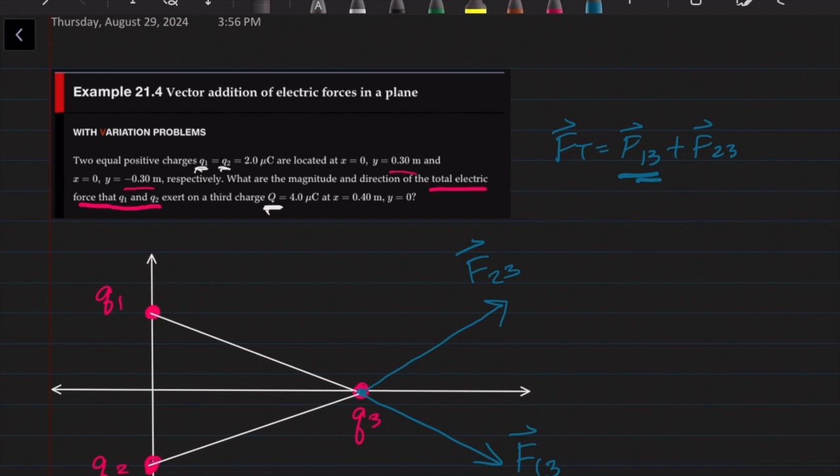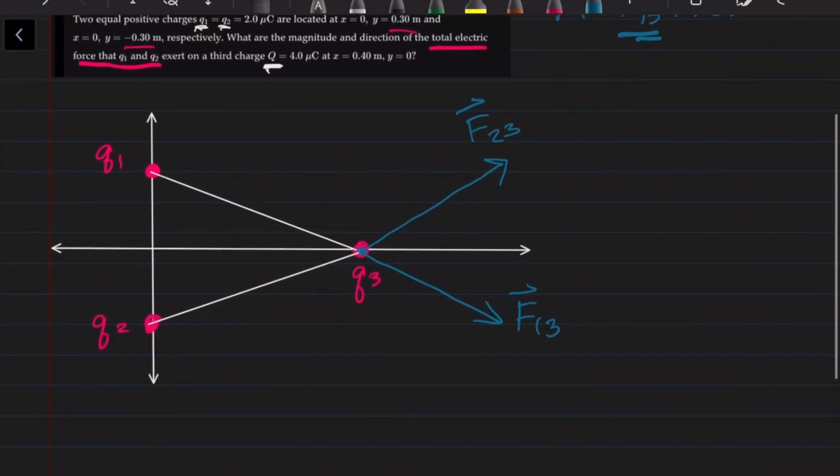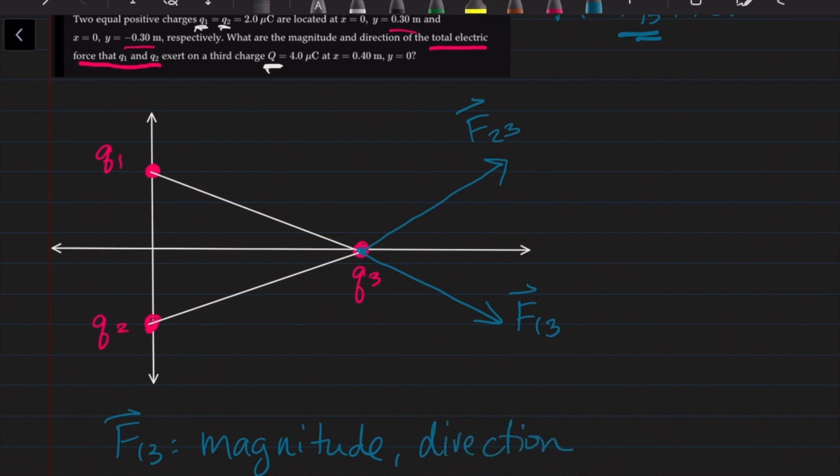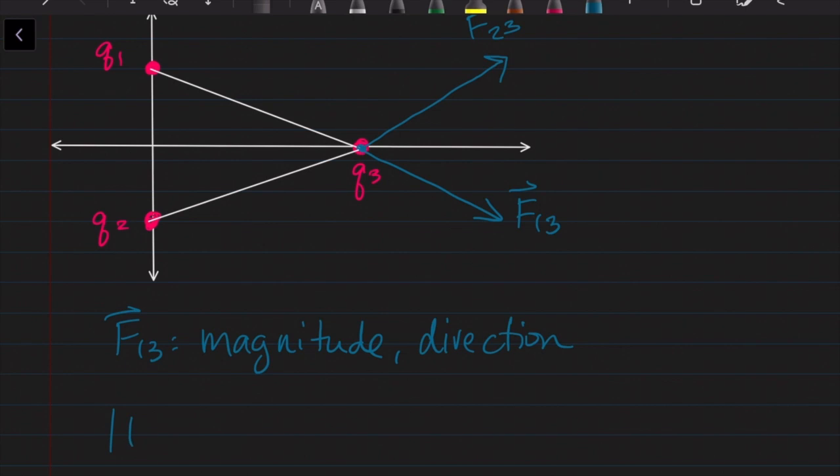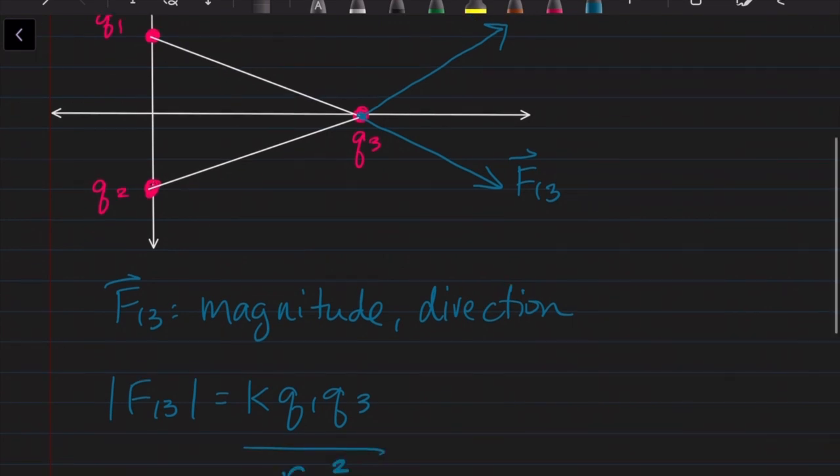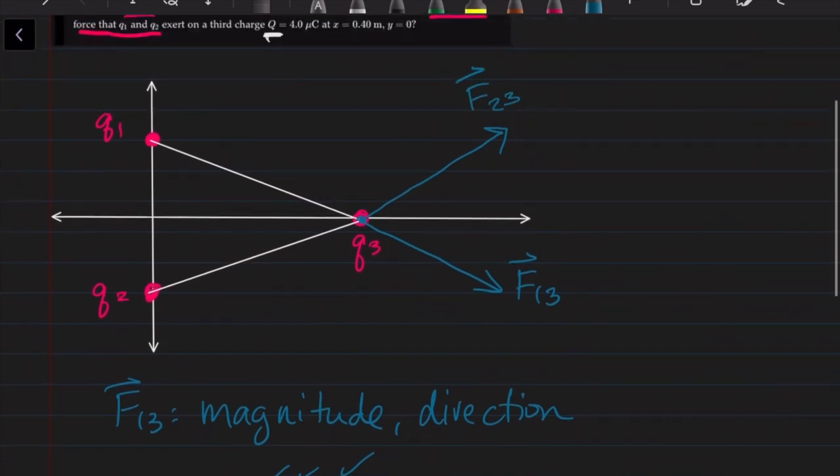So F13, the way we find vectors in general, right, is that we first determine its magnitude and then the direction, okay? So let's get the magnitude of the vector. That's pretty easy. The magnitude of F13 is going to follow Coulomb's law. Okay, K Q1 Q3, divided by the distance between 1 and 3 squared. So we know K, we know Q1, we know Q3. Well, what's the distance between 1 and 3?